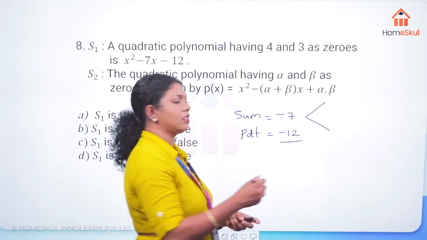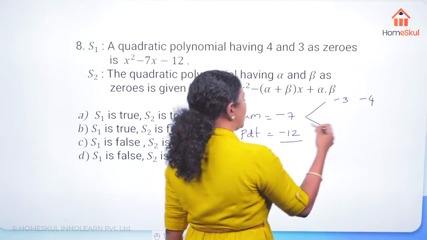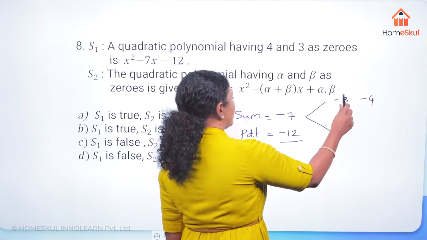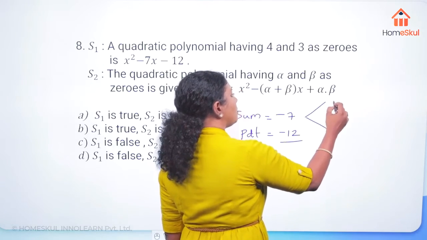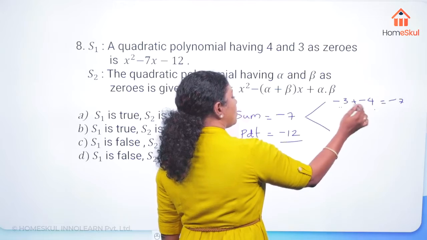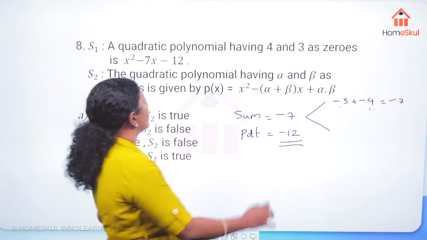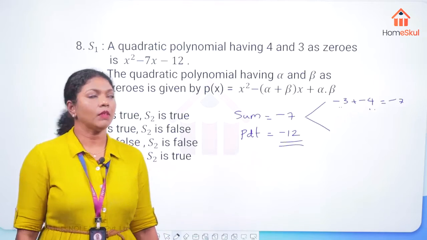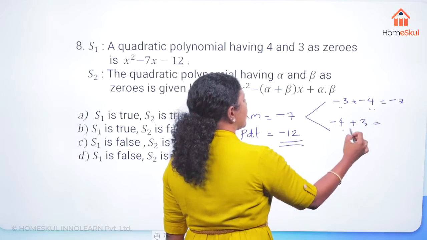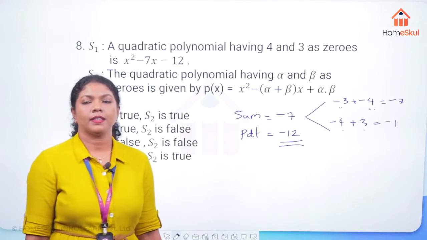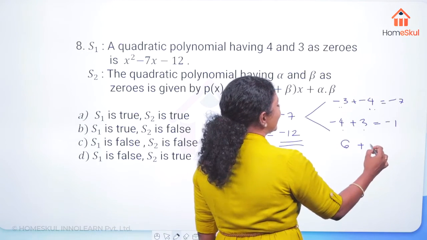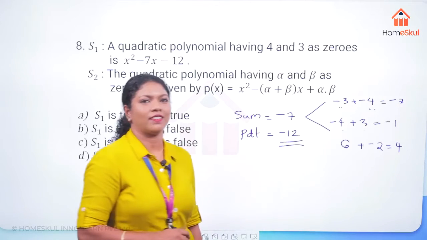3 and 4. Try minus 3, minus 4. But the product will be plus 12, so that is not the number. Minus 3 and minus 4, when you add, you get minus 7, but when you multiply, same sign, you get a positive number. But we need the product equal to minus 12, isn't it? Minus 4 and 3 will not be the answer because the sum is negative 1. 6 and minus 2? 6 plus minus 2 will be positive 4, not minus 7.